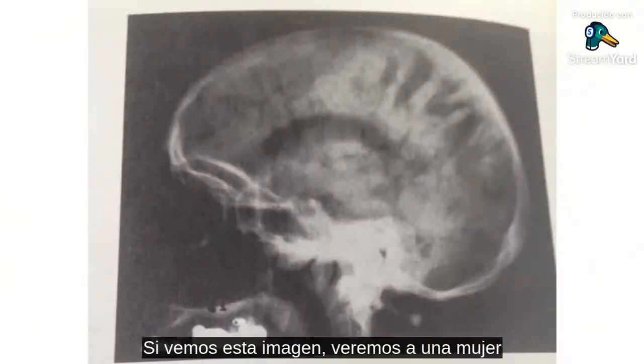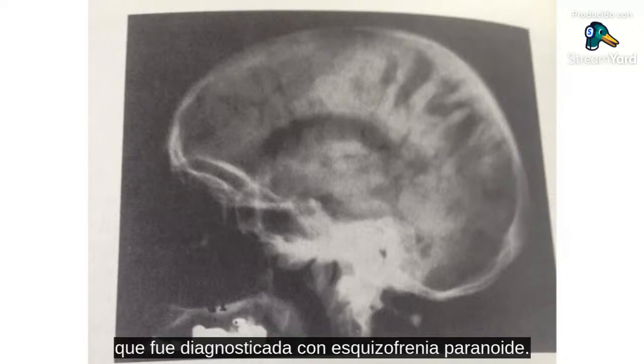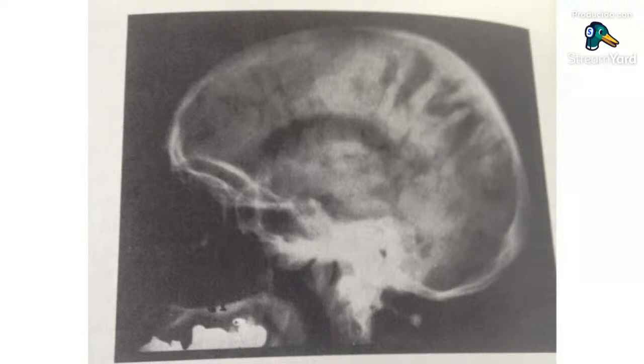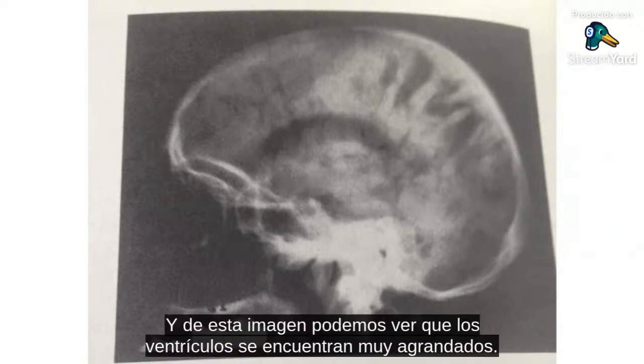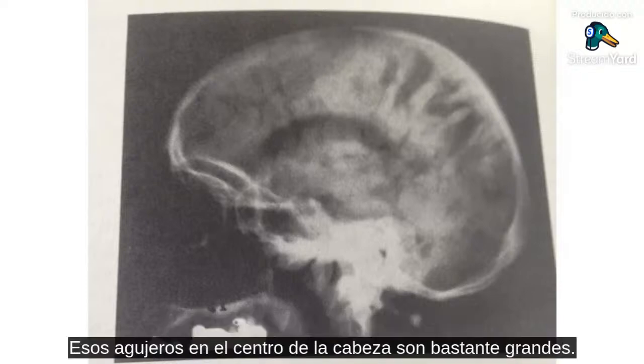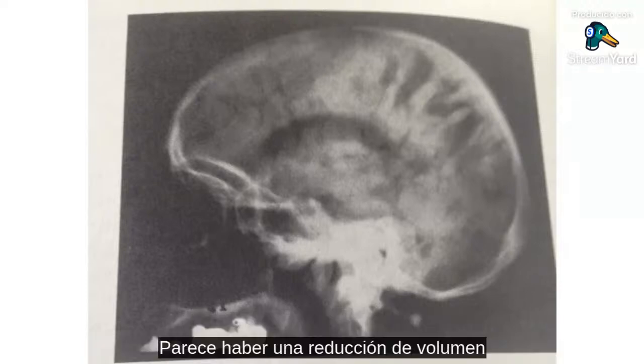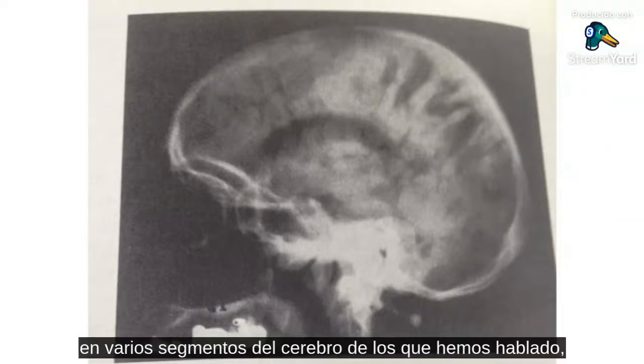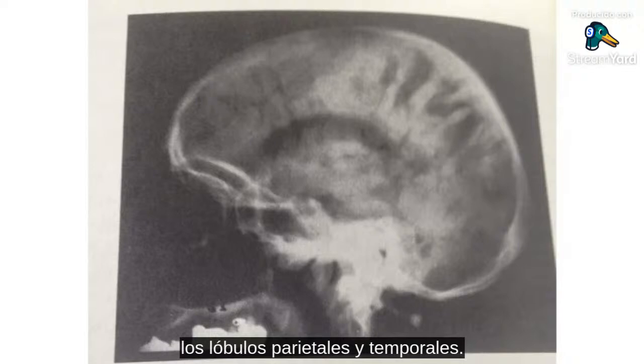And if we look at this picture here, we can see this is actually a woman who had been diagnosed with paranoid subtype schizophrenia. And from this image, what you can see is that the ventricles are quite enlarged. So those holes that are at the center of the head are quite large. There appears to be a reduction in volume in several of the segments of the brain that we talked about, the frontal lobes and the temporal lobes.